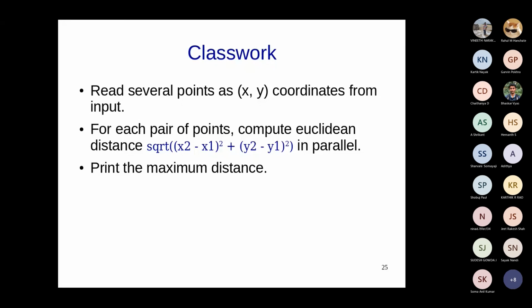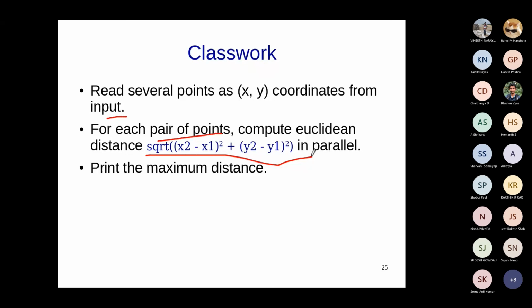Okay, another problem which one can think about is that you read several points from the input. It could be file input, it could be user input. And for each pair of points, that is order n square combinations, we compute the Euclidean distance using the SQRT function. Assume that SQRT is available on the GPU, and this one now can nicely be done in parallel.